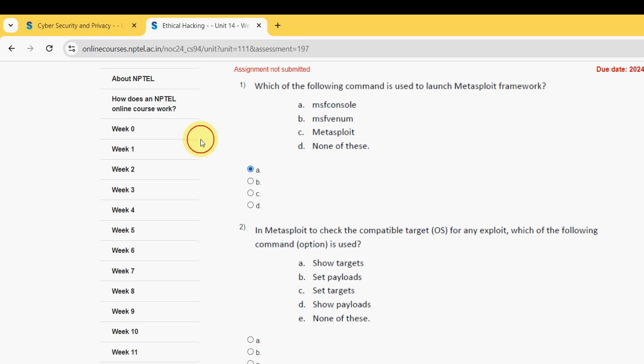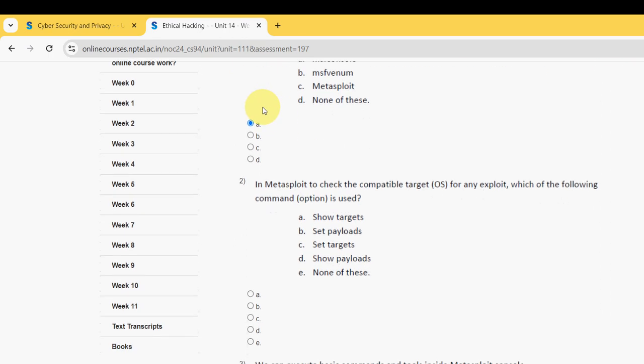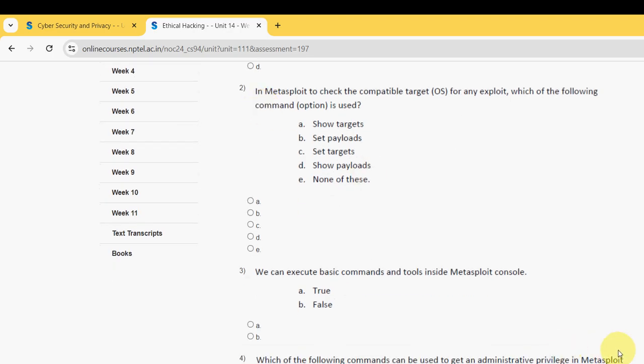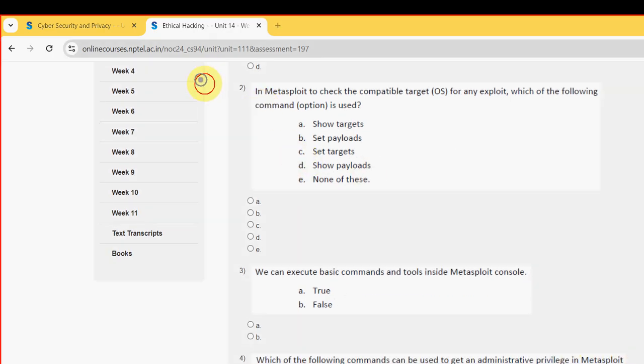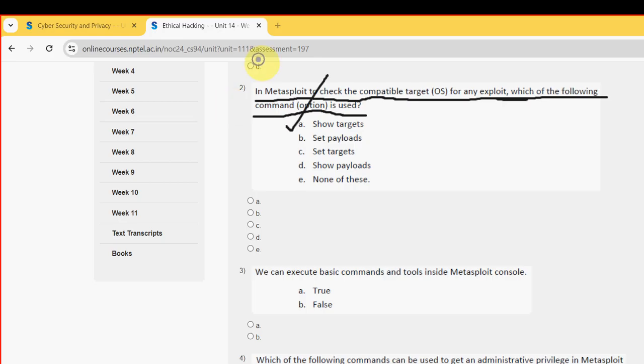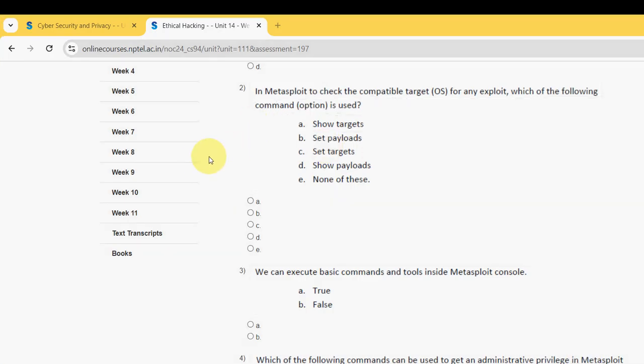So mark option A as the probable solution for first question. Now moving on to the second one. In Metasploit, to check the compatible target OS for any exploit, which of the following command option is used? So for second question also, the probable solution is once again option A guys. Show targets. So mark option A. Next, moving on to the third question.